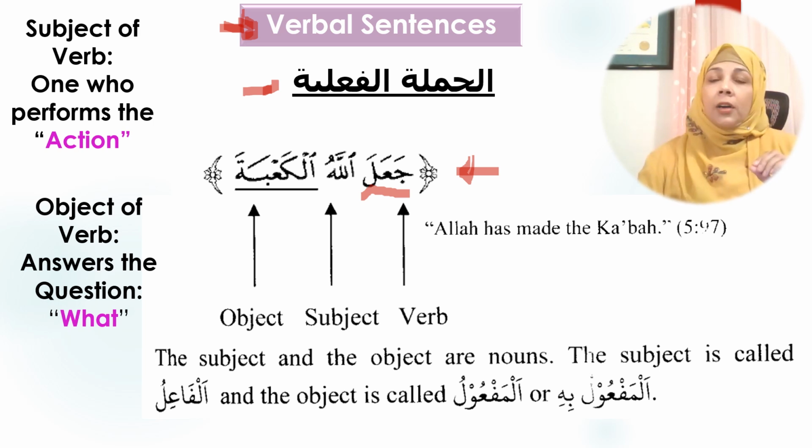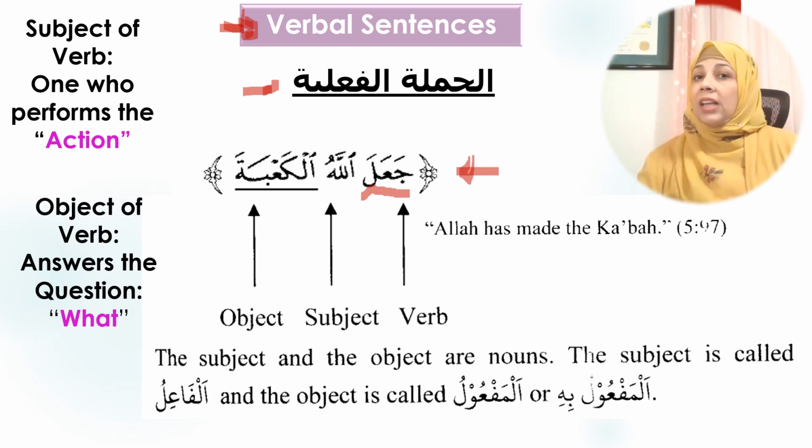And whenever there's a verb, there's always going to be a subject of the verb. Subject is the one who does the action of the verb. Right here, it says subject of verb is one who performs the action of the verb. So here, ja'ala means he made. So the subject of this verb is Allah, because Allah made.